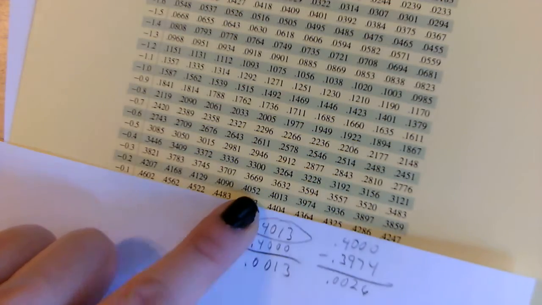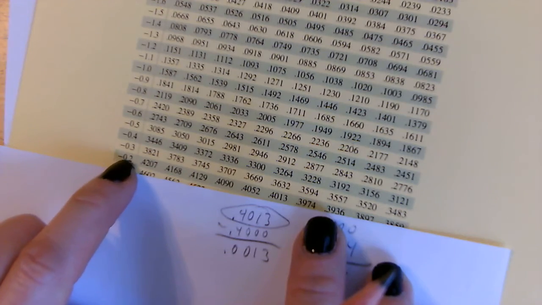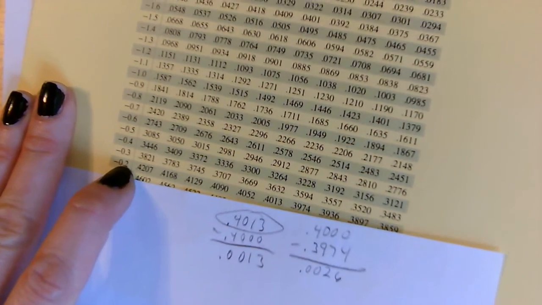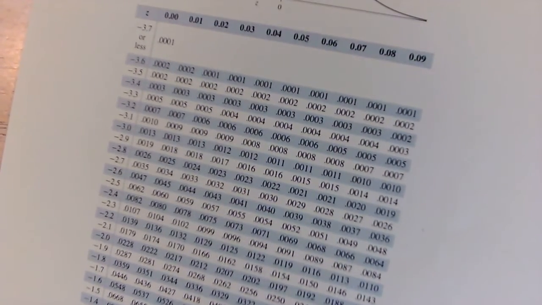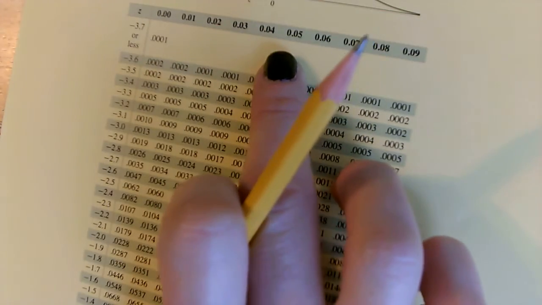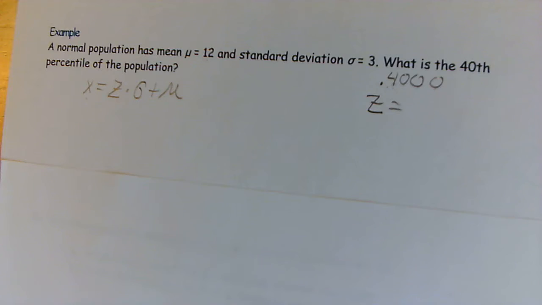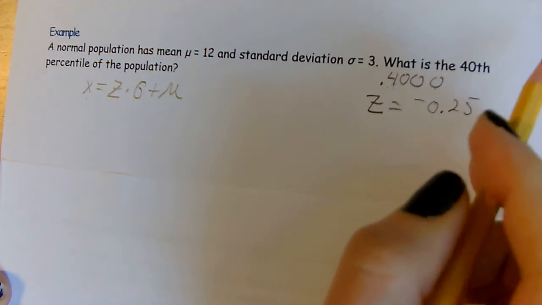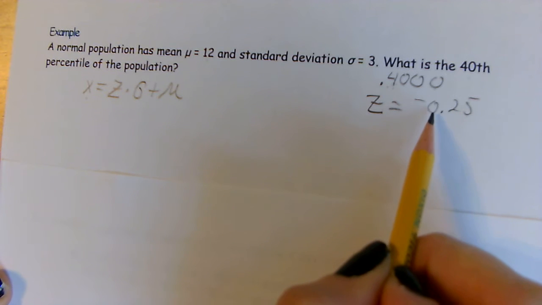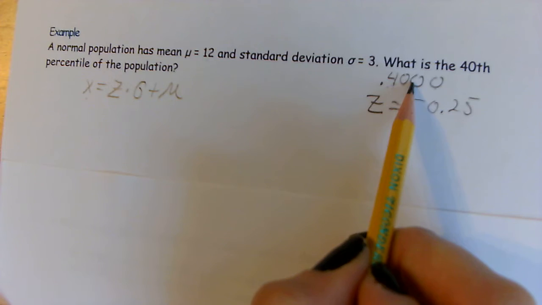So the z value that goes with that is going to be negative 0.2, and then we're going to go up. So it's negative 0.25. So negative 0.25. 0.25 standard deviations below the mean is 40% of the way of the area under the curve.